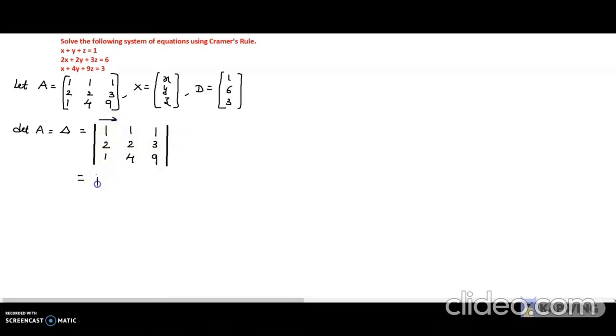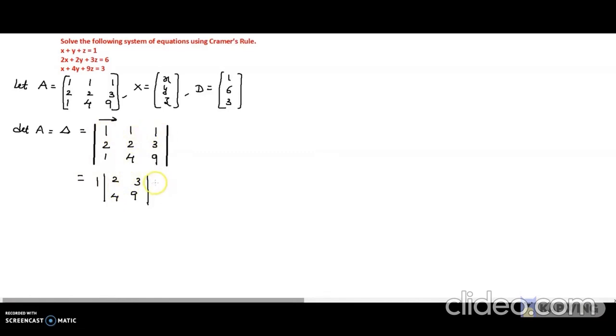So the first element is 1. You leave out the row and column where 1 is. You just leave out the row and column where this first element 1 is. So for example, this is your element, so we will eliminate this row and this column where this 1 is present. Then the rest of the elements we can write in the determinant form: 2, 3, 4, 9. This is your first element. So 1 into the remaining 4 elements, since we have left out the first row and first column.